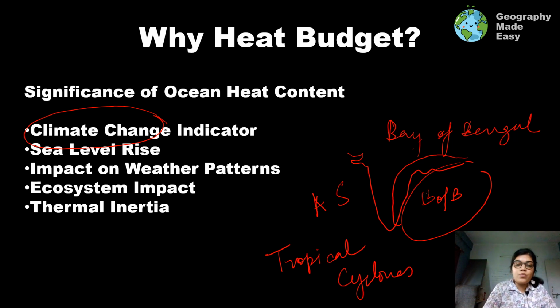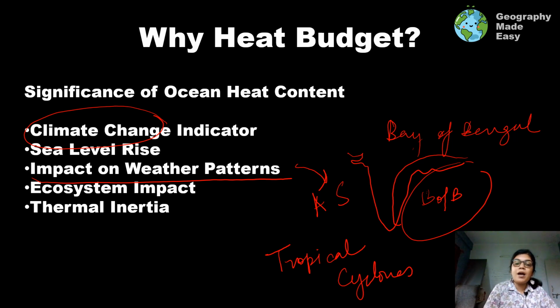So this is one of the reasons why we have to study and understand the heat budget. The next is sea level rise. If it is becoming warmer, the sea level will rise more. Of course, it is an indicator of climate change again. Impact on weather pattern: I discussed this right now with the example of the cyclone in the Bay of Bengal. And we have ecosystem impact, very important.